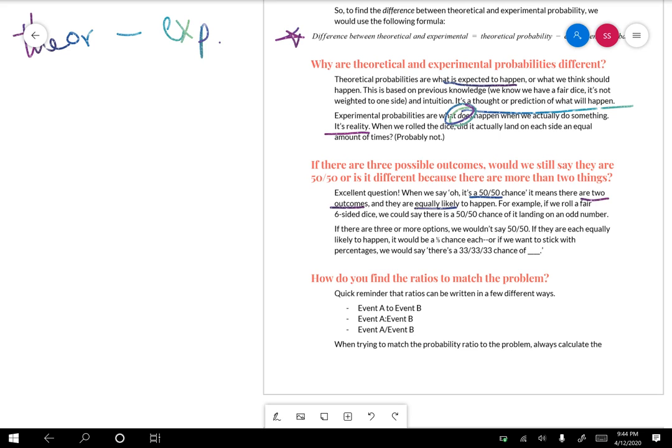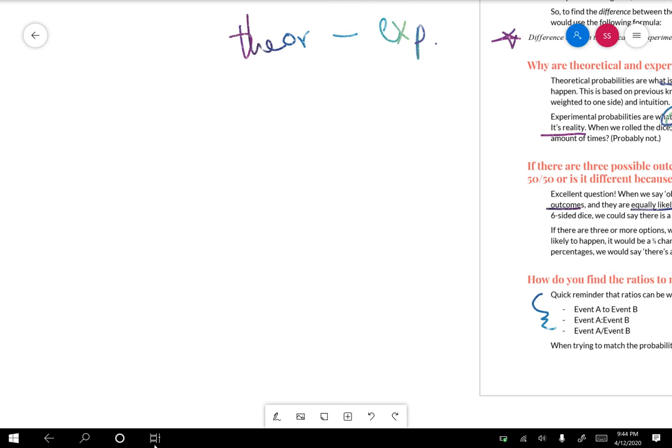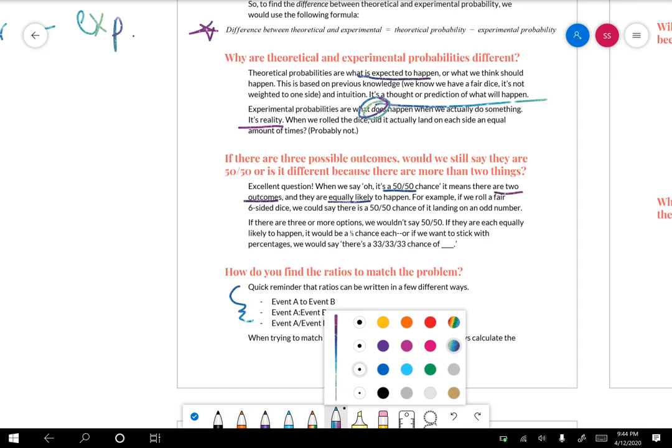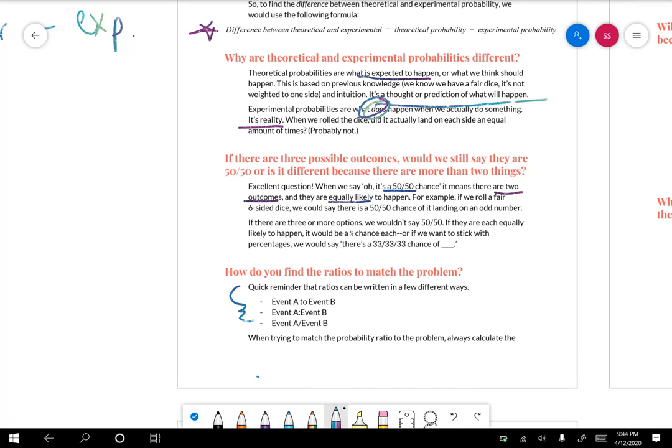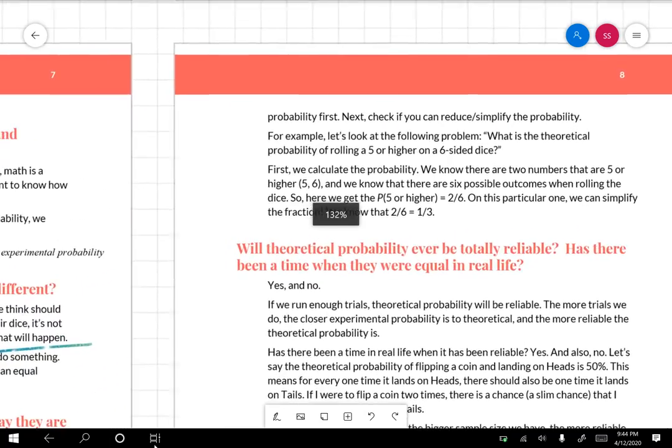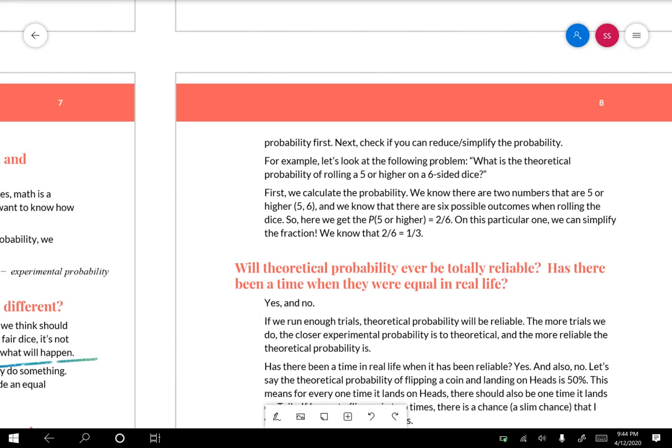Okay. How do you find ratios to match the problem? Here's just a quick reminder of how ratios can be written. But essentially, use the formulas, right? When we're trying to match the probability ratio to the problem, always calculate the probability, okay? And then check if you can reduce or simplify it.